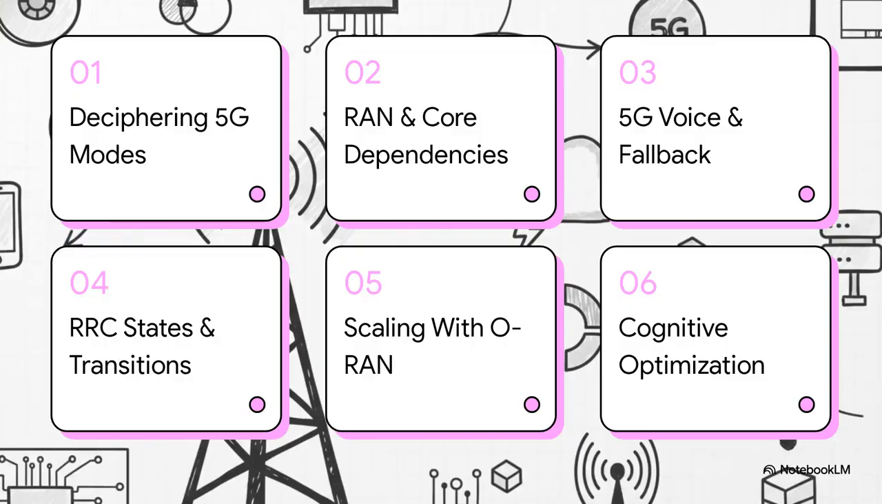network. So here's our roadmap for today's explainer. We'll hit deciphering 5G user modes, RAN and core dependencies, 5G voice and fallback, RRC states and transitions, scaling with O-RAN, and finally, cognitive radio optimization. We're taking a top-down approach, starting right from the device in your hand, all the way to the absolute cutting edge of cognitive radio research.